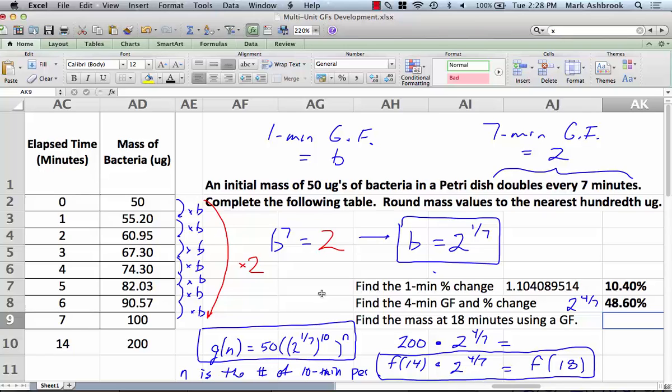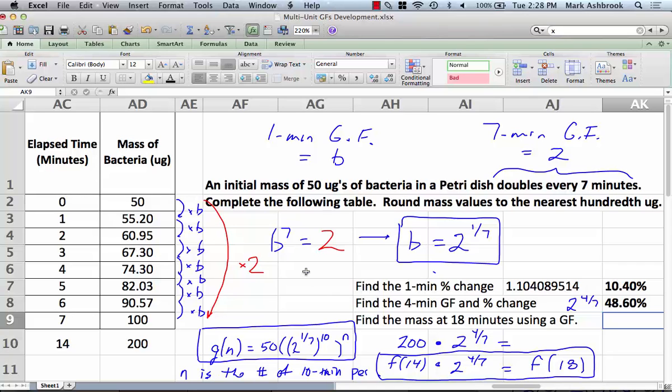So the 10-minute growth factor, it says n is 10-minute periods. So whatever growth factor you have in this parentheses has to match whatever your input is, right? Your input is 10 minutes, so you want the 10-minute growth factor inside there. And so I just separated it out to show the 1 and the 10. But yes, you can do 2 to the 10 sevenths. Absolutely.